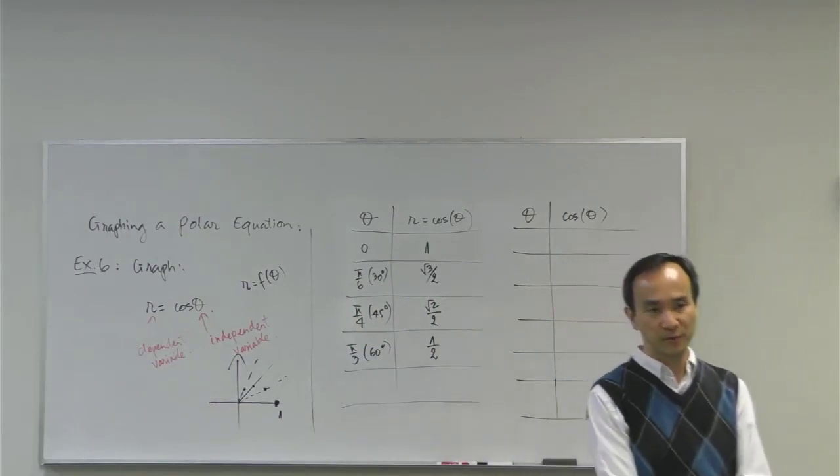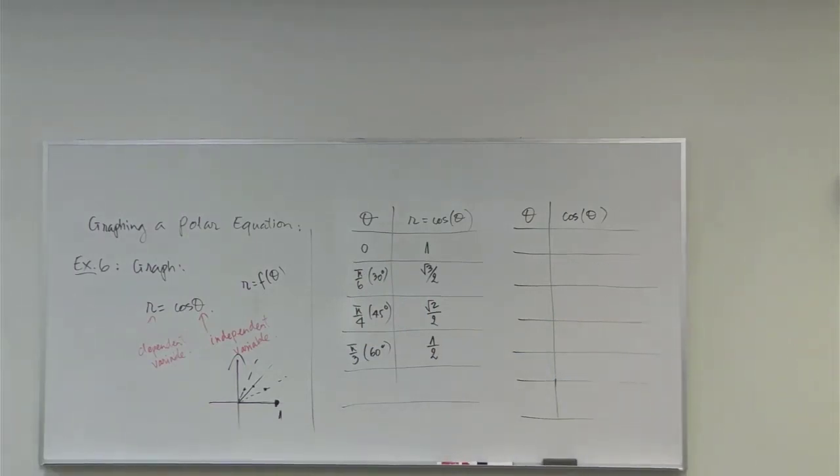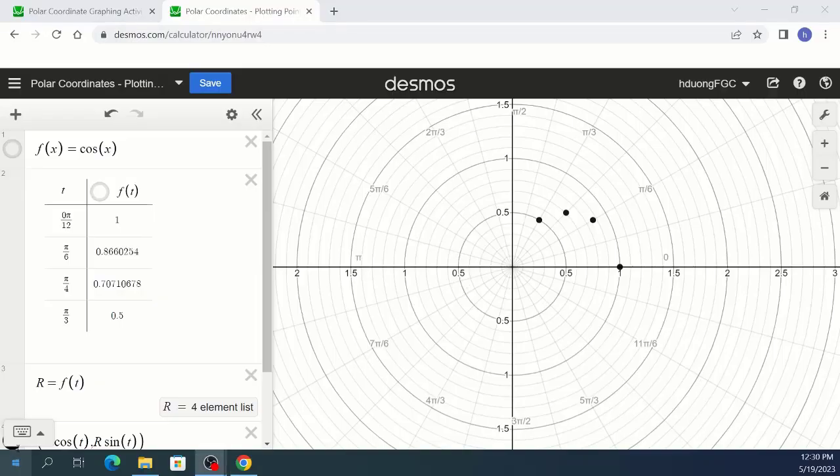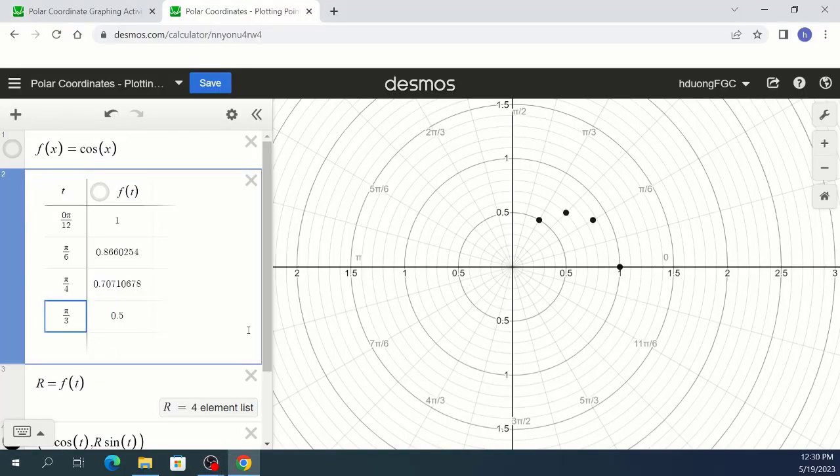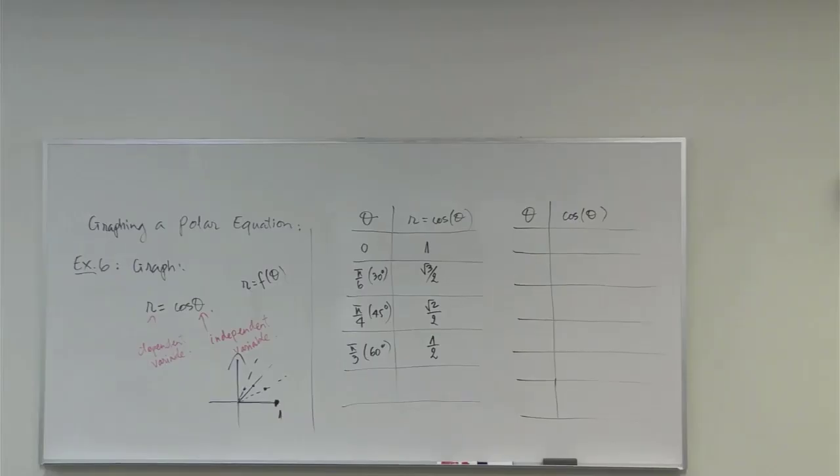There were ways for us to do that manually as well, but I just want to use software here to do that. Right, pi over 3, 1/2. So the idea now, and you can see that as the angle opens up, you get a different radius right there. 0, pi over 6, pi over 4, pi over 3. The radius gets shorter and shorter, right? Does it seem to form some kind of shape yet? Well, if we don't see that, we can keep going.